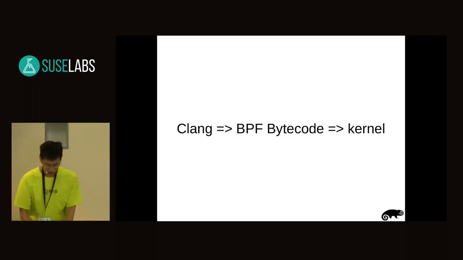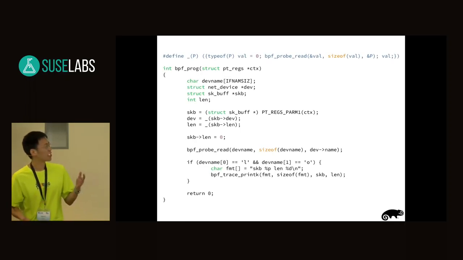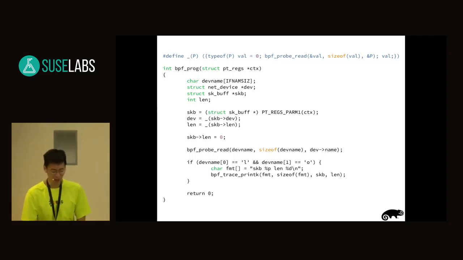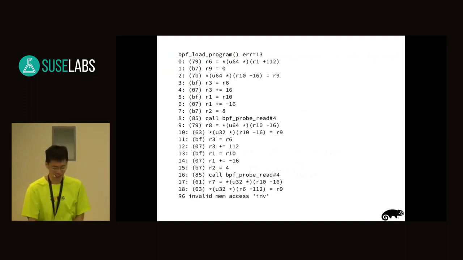For example, this is a very simple BPF program. It's attached to a socket and prints some information. This program can be compiled, but there's a problem inside it. When you load it into the kernel, you get this trace, and all you can see here is that the kernel only shows you the instruction pseudo code, and in the end it tells you it's an invalid memory access.